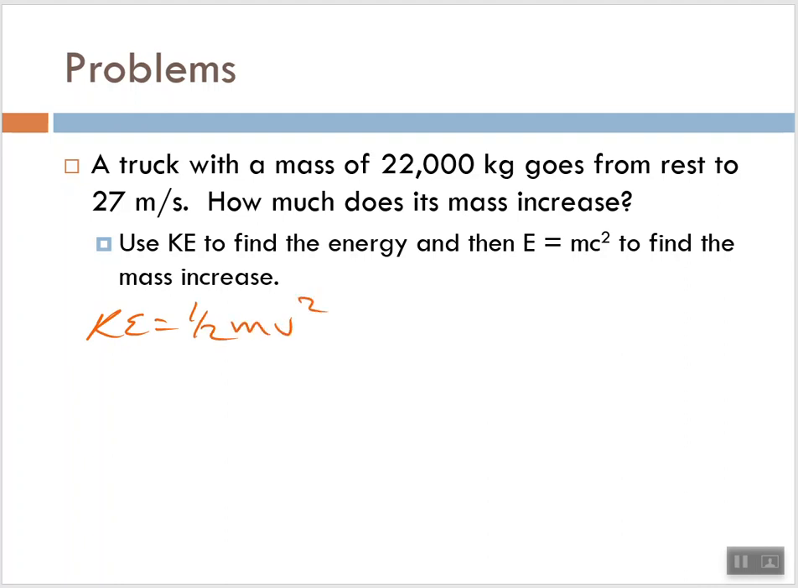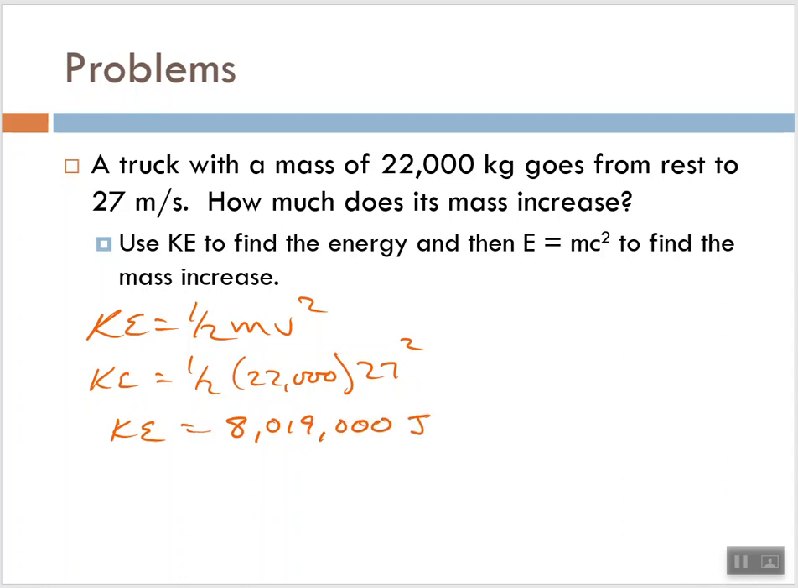Kinetic energy is one half mv squared, which is equal to 1/2 times 22,000 times 27 squared. Kinetic energy then is equal to 8,019,000 joules. So let's plug this into our energy equals mc squared equation and find out, because you gained this much energy, how much mass have you gained?